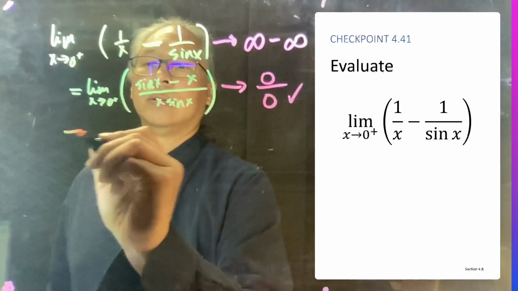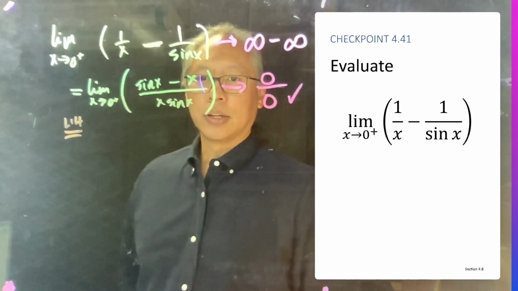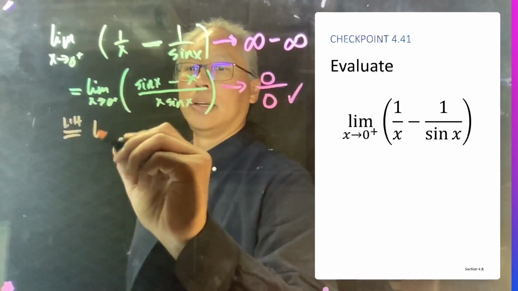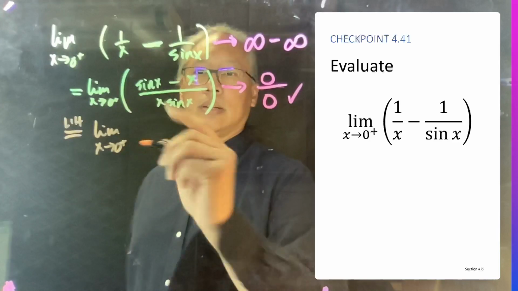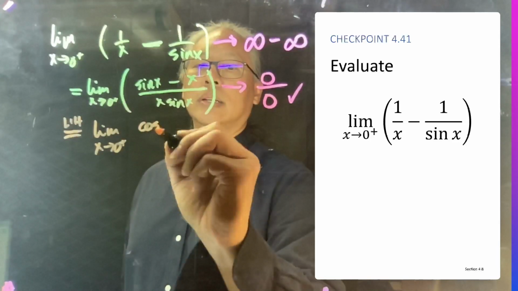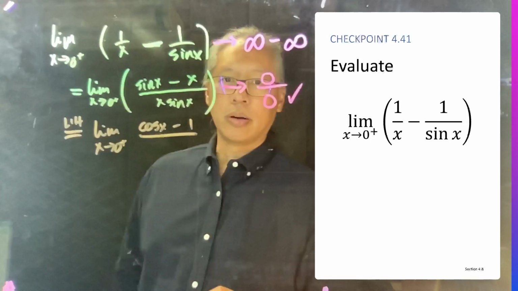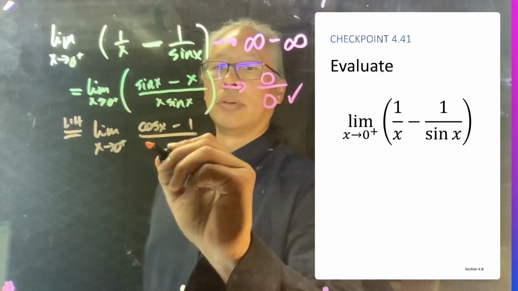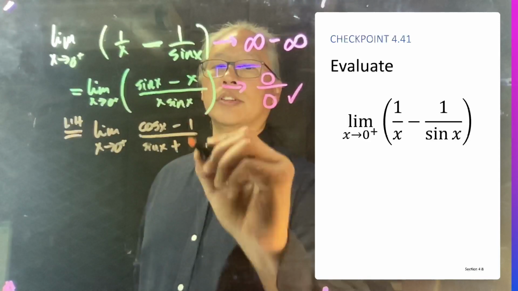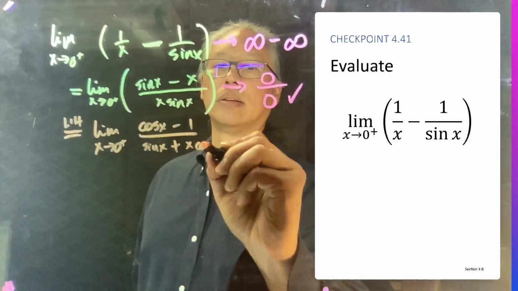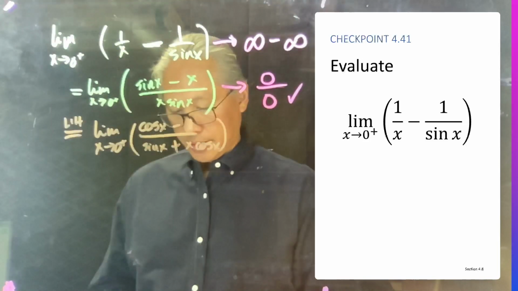So this equals, conditional to L'Hopital's rule and the limit finally existing, the limit as x approaches 0 from the positive side. The derivative of sine is cosine, and we have 1. And then the denominator is going to require a product rule: derivative of the first times the second plus the first times the derivative of the second. And let's see where this goes.